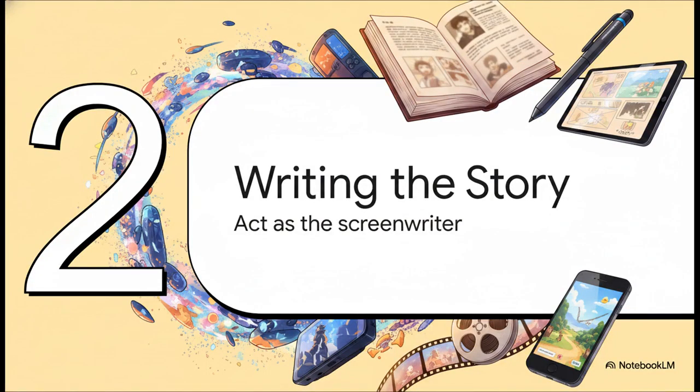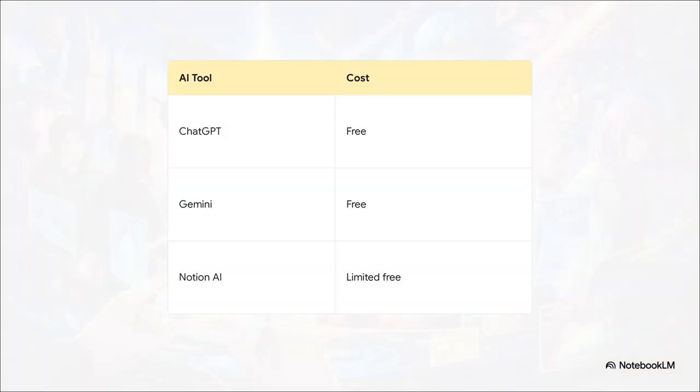Moving right along to Section 2, writing the story. It's time to act as the screenwriter. Your best tools for this, like ChatGPT and Google's Gemini, are totally free and they basically act as your virtual co-writers. You really don't need any specialized screenwriting software for this. You just talk to them, tell them your idea, but here is exactly where most people fail.